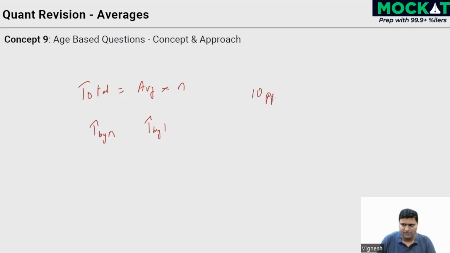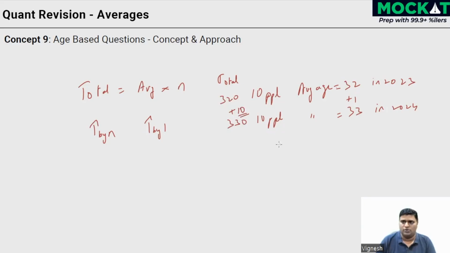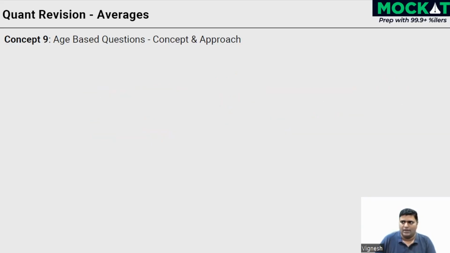So if there are 10 people whose average age equals 32 in 2023, then these 10 people, their average is going to be equal to 33 in 2024. The average went up by 1, but their total, which was 32 into 10, which is 320, is going to become 330. The total will go up by 10, which is n number of people, so n years. So that's it. Simple concept over here.